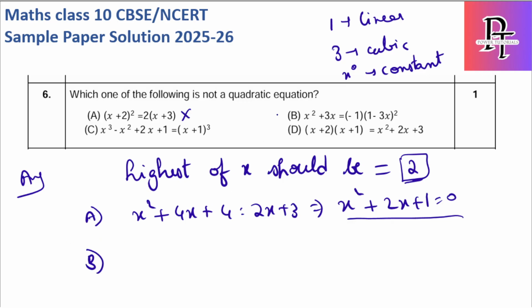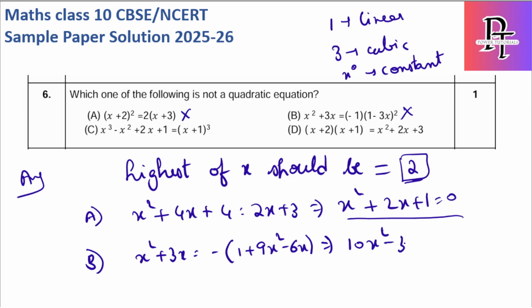Second one, x square plus 3x, and here also the x square term is there. So definitely the x square term will be there for this option also. I'll explain here. x square plus 3x is equal to minus 1 into 1 minus 3x whole square. So it is 1 plus a square plus b square minus 2ab, which is minus 6x. If I move everything to the left side, I'll get x square plus 9x square, which is 10x square, 3x minus 6x minus 3x, minus 1, sorry, plus 1 is equal to 0. So this is also quadratic because the highest power of x here is also 2.